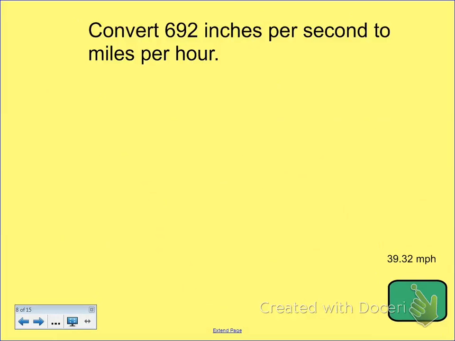Okay, for the explanation, we start out with what they give us. 692 inches per second. Per means we're going to put a division sign in here over 1 second. And now we're going to convert. I always convert my distances first. I don't know why. I just do it that way. So inches are on top. So then inches are going to go on bottom of the next fraction.